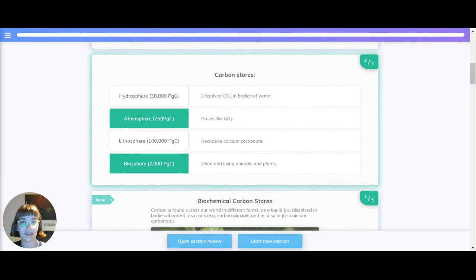So the hydrosphere is dissolved CO2 in bodies of water. The atmosphere is gases like CO2. The lithosphere is rocks like calcium carbonate. And the biosphere is dead and living plants and animals.